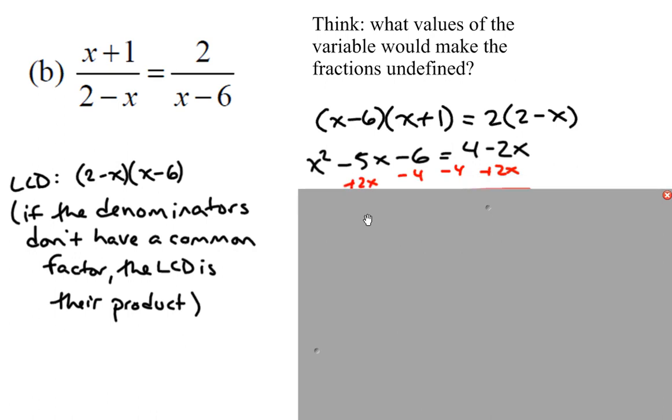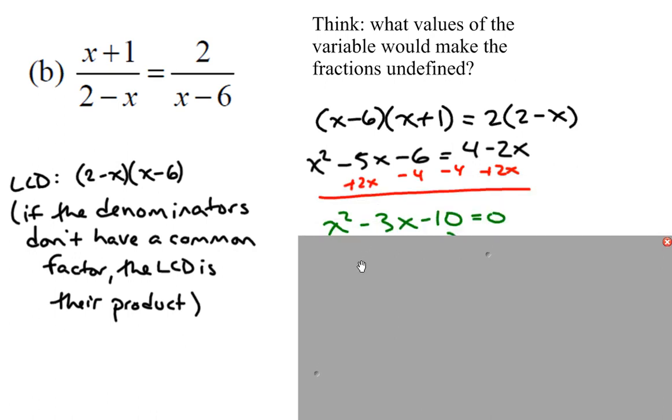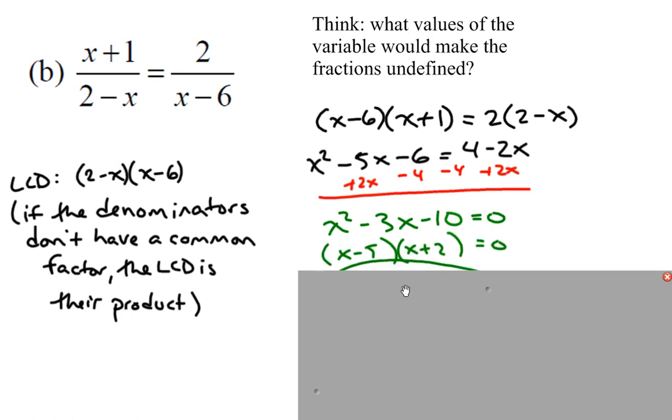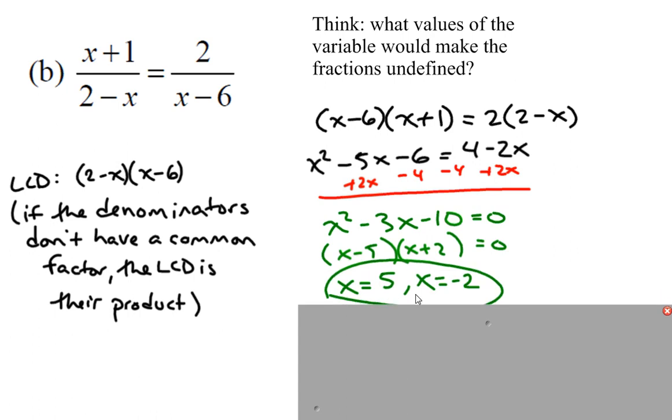Distribute it out, get all the terms on one side, right? When we solve a quadratic equation, something with a square in it, we want 0 on one side. Hopefully this looks factorable to you, okay? x minus 5 and x plus 2 equals 0, and those are our two values.